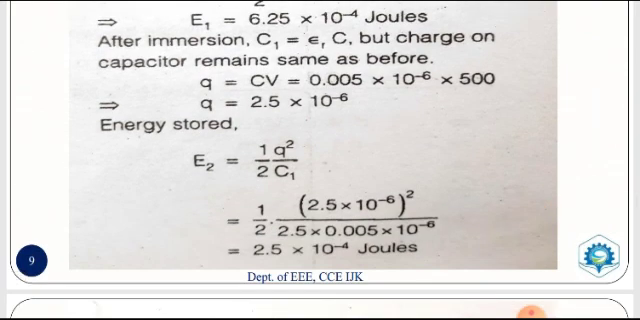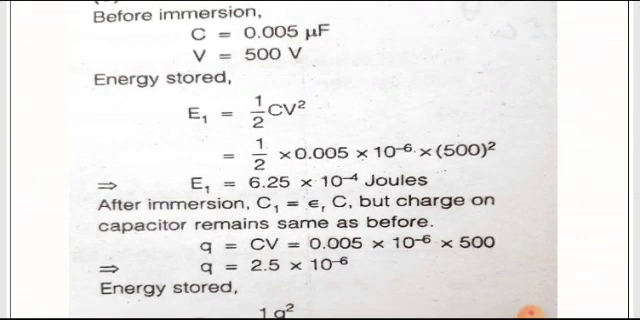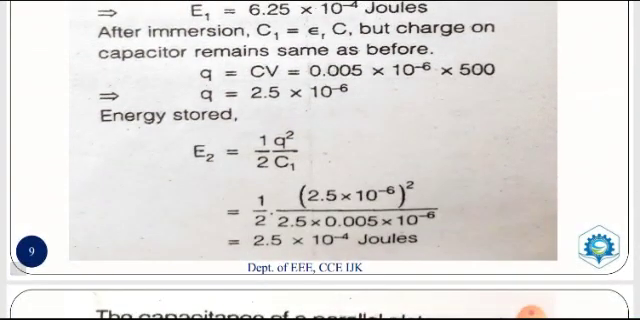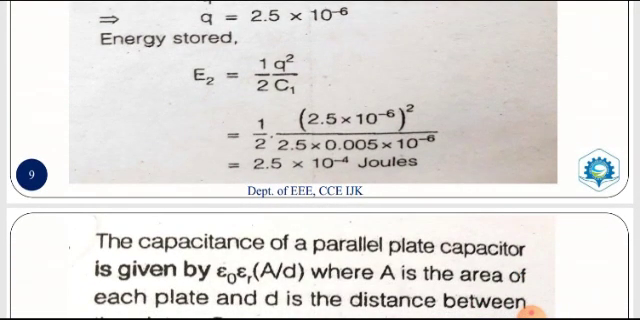Now what is energy stored? Energy stored is equal to half Q square by C1. We get this from half CV square, just changing V: when V is equal to Q by C, V square is equal to Q square by C square. Therefore the energy is half into Q square by C1. Substituting those values, we get 2.5 into 10 raised to minus 4 joules. That is how we are arriving at this answer.